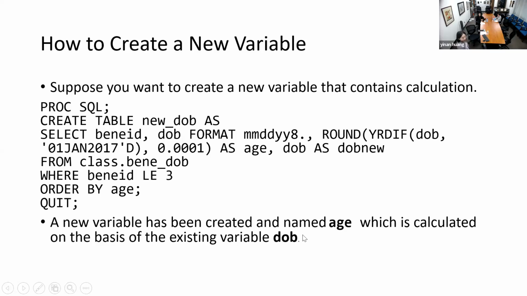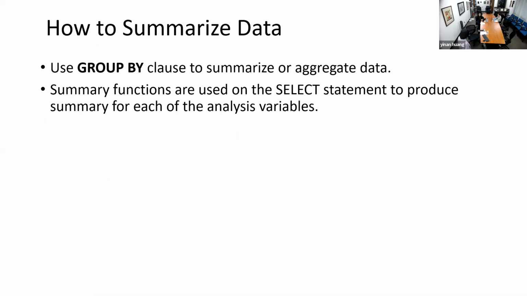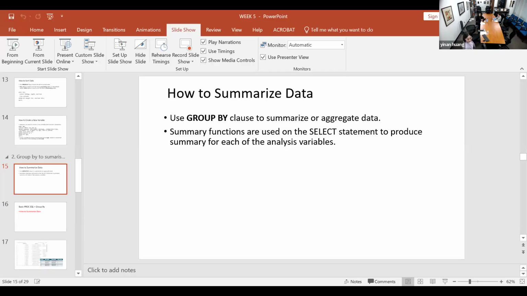You may also notice that when a new variable was created, we named it age. This is calculated based on the existing variable, the DOB. Okay. Now let's move on to SAS Studio to demonstrate how to sort the data as well as create a new variable in SQL.